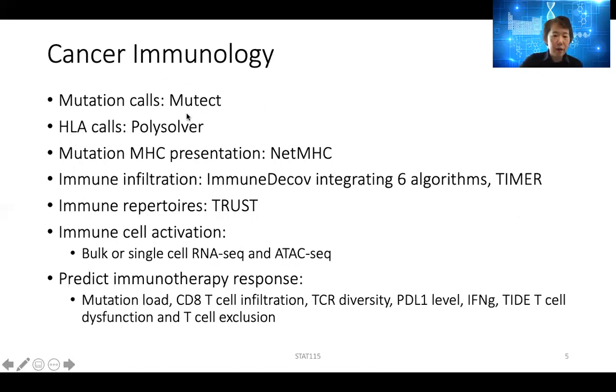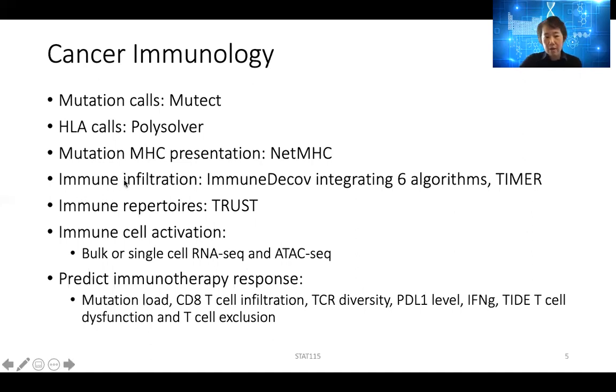And then if we know what the mutations are and what the HLA type is, then we can use algorithms such as NetMHC to decide which of those mutations are really being presented by the patient's HLA to the cell surface, which can then be examined by the T cells and B cells.